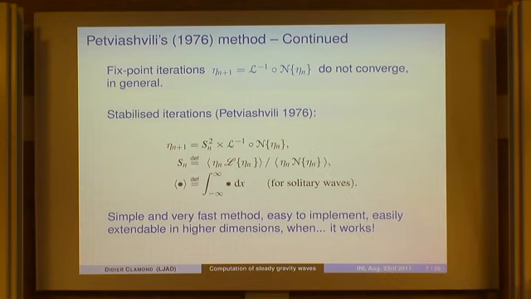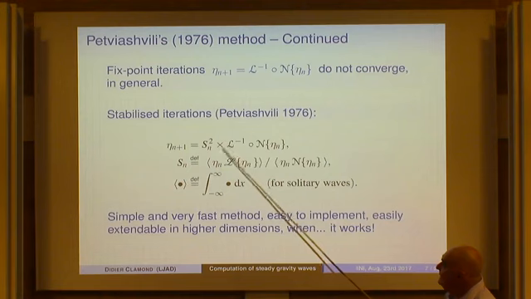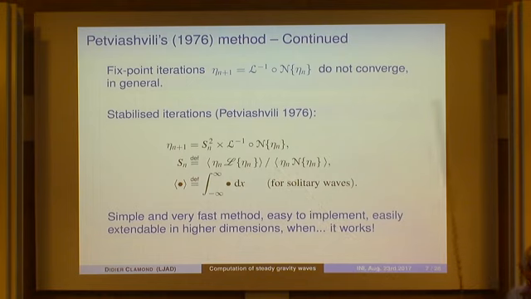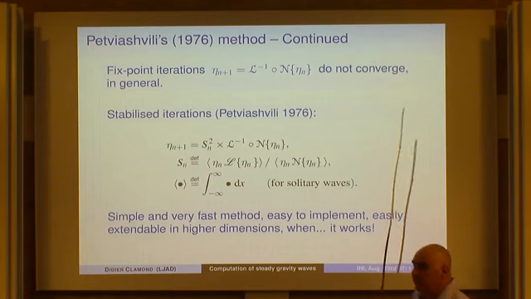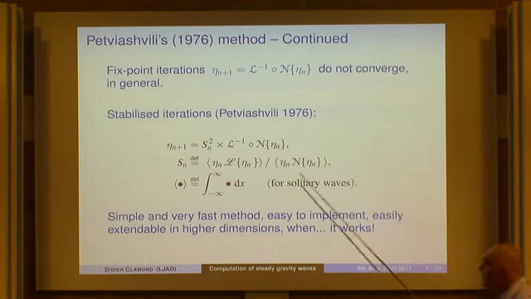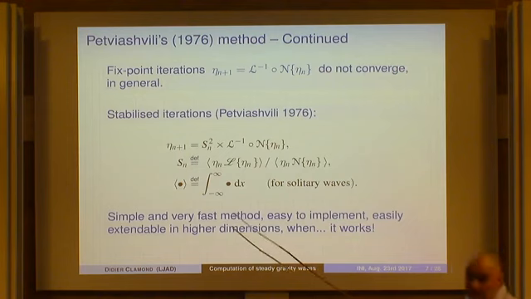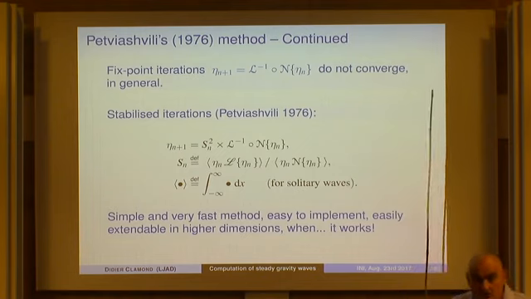And Petviashvili did that for computing solitary waves of, I don't know what kind of equation. KP. Okay, it's easier, KP. So the advantage of this method is that this term is a scalar. So it's very simple, very easy to implement. You don't have to build any matrix, you don't have to solve a linear system. It's just a stupid fixed point iteration. And it's also very easy to implement in higher dimension. If eta is a function in 2D, 3D, basically it's the same.